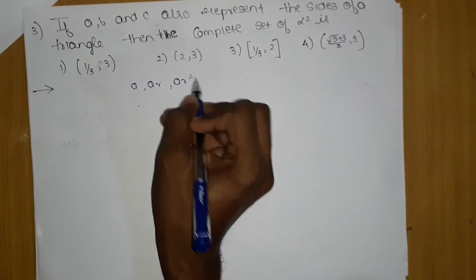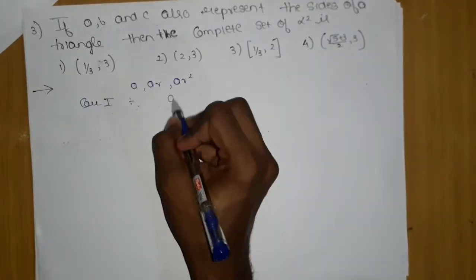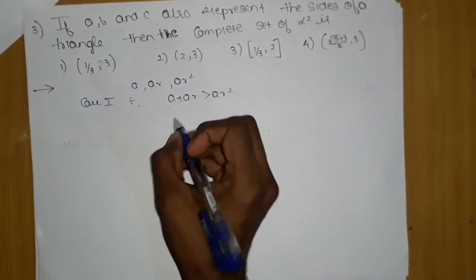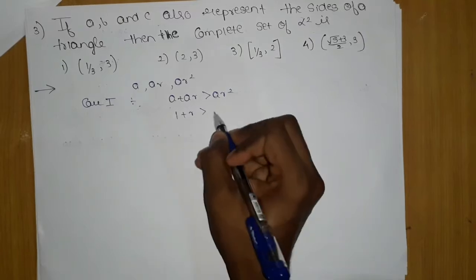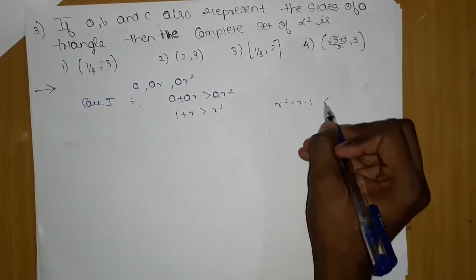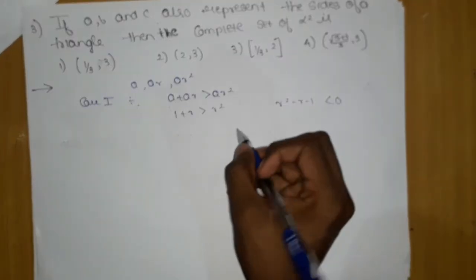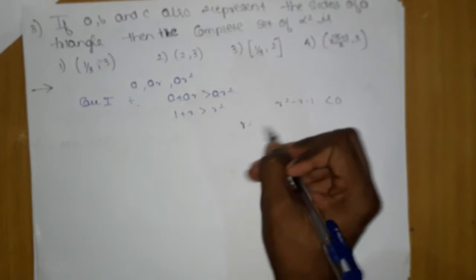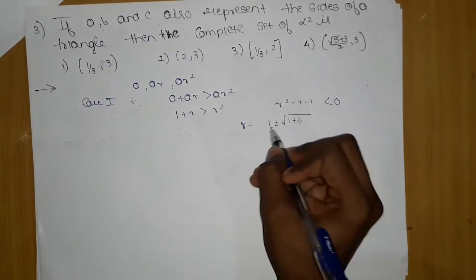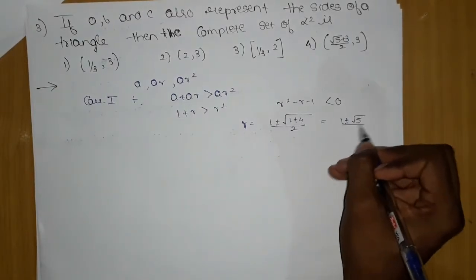Okay, so if I consider case 1, there can be three cases. First, a plus ar is greater than ar square. So here 1 plus r is greater than r square, which will give me r square minus r minus 1 is less than 0. If I try to find the r value, it will be nothing but 1 plus minus under root 1 plus 4 upon 2, which is 1 plus minus under root 5 by 2.